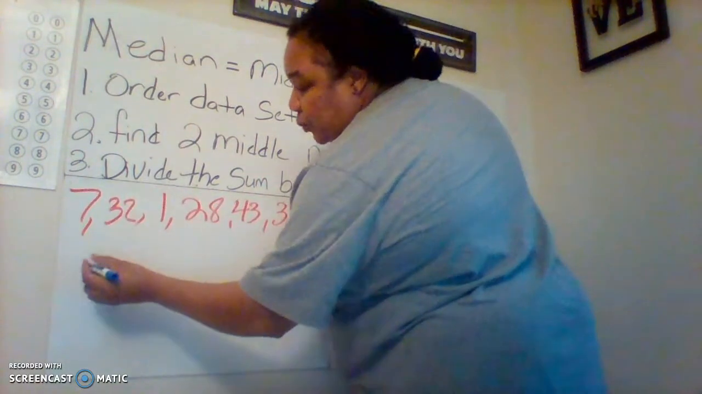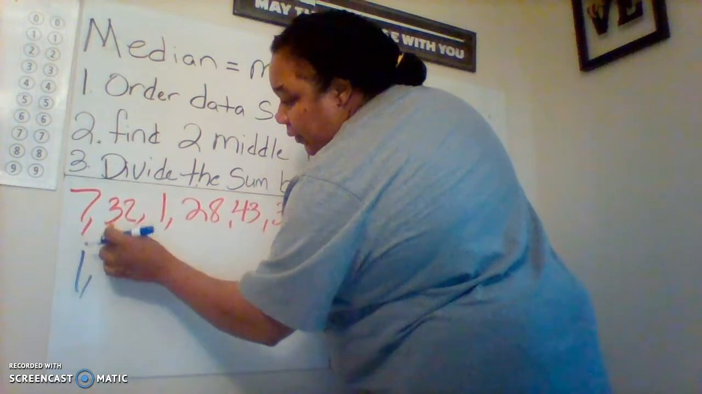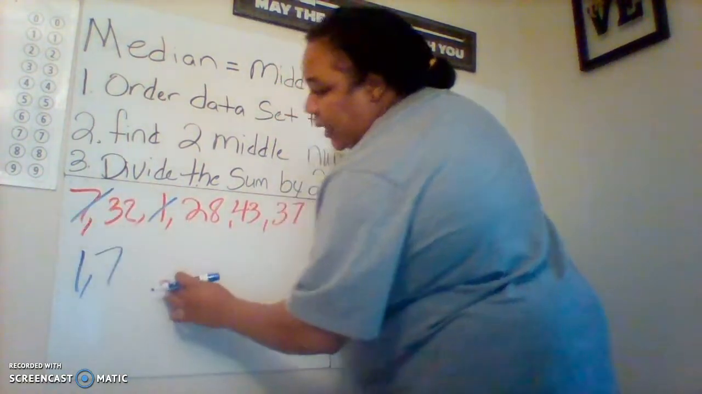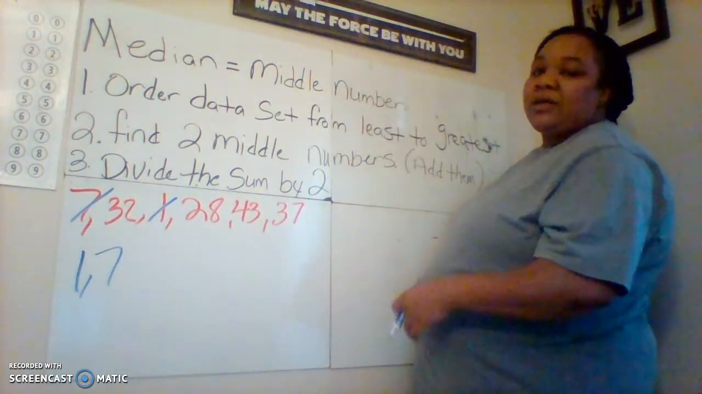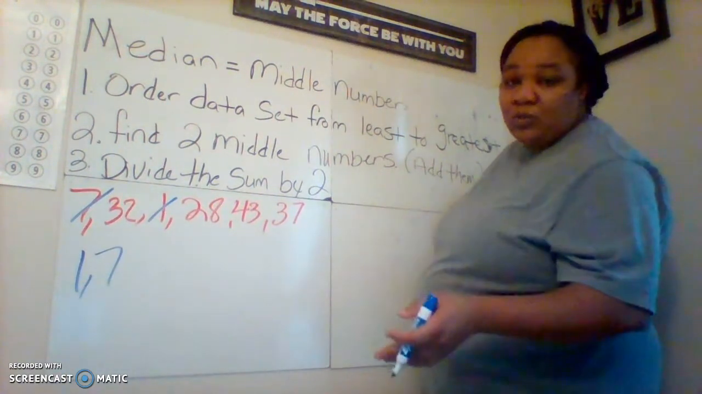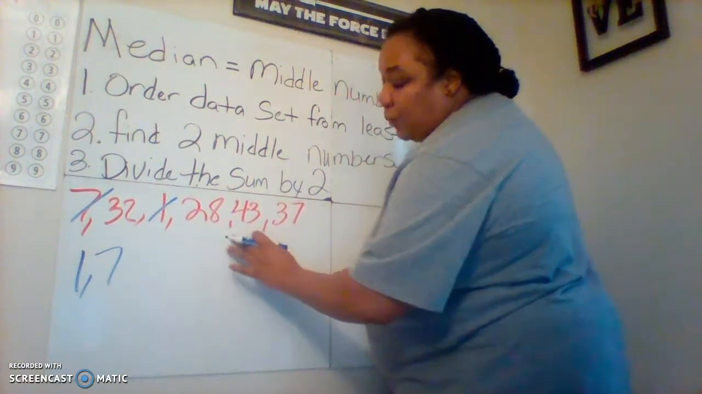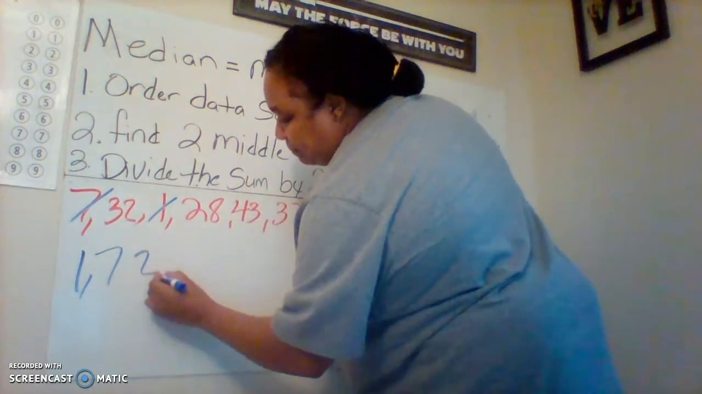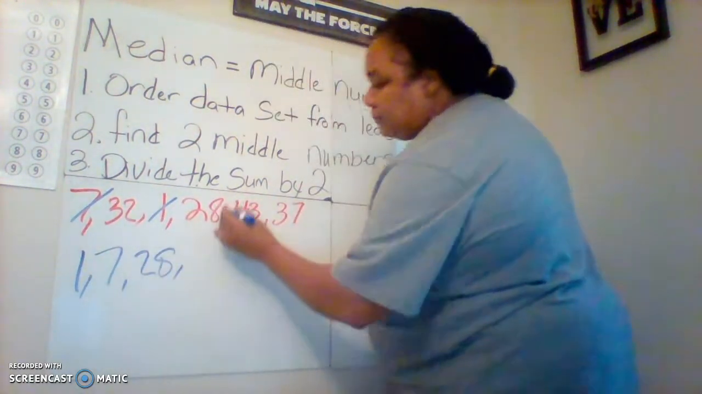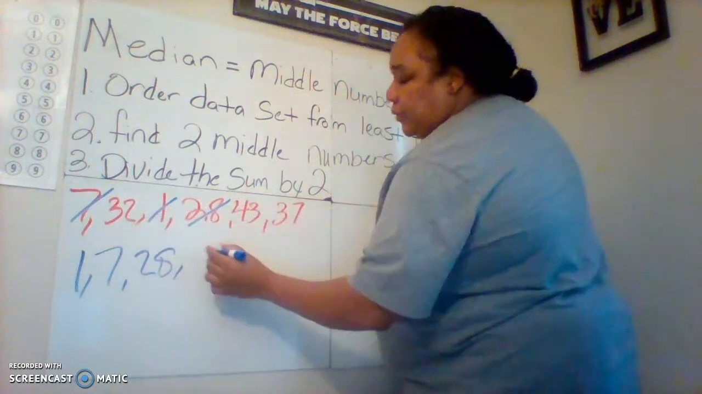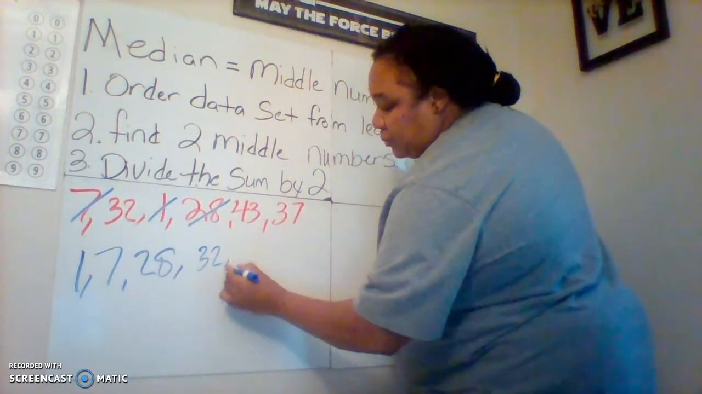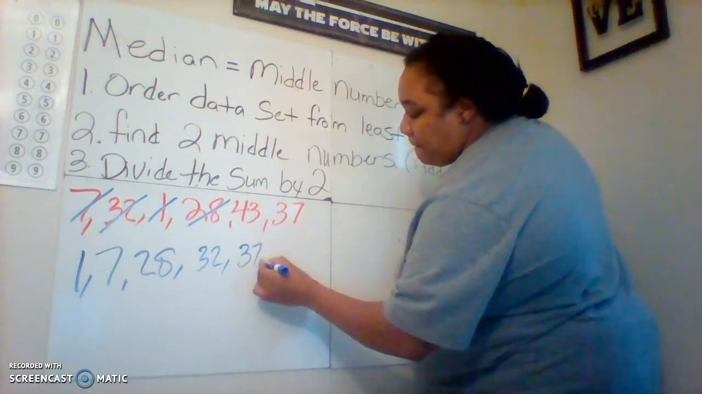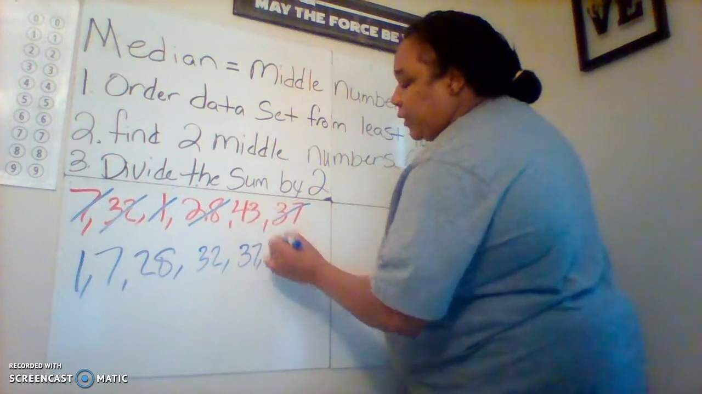Our first smallest number is 1. Our next number is 7. It's a good thing to mark out the numbers when you write them down so you won't be writing them down more than once. Our next number is 28. Our next number is 32. Our next number is 37. And our last number is 43.